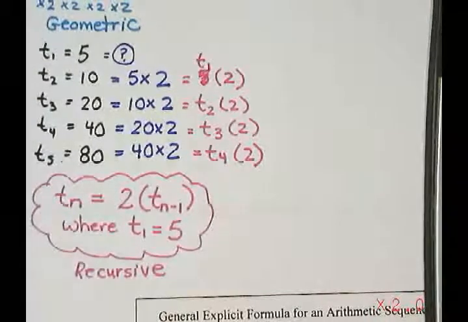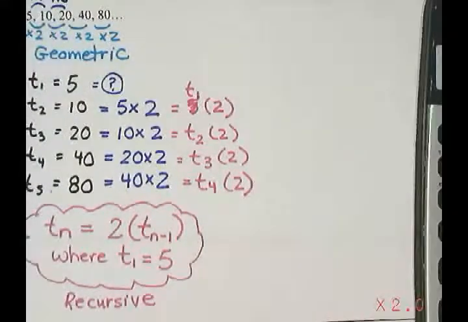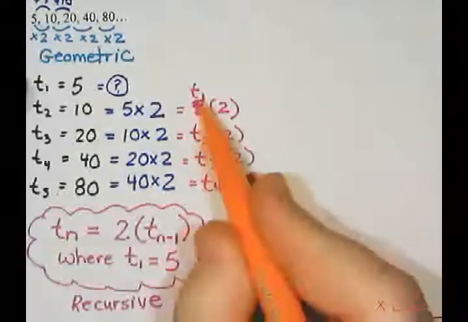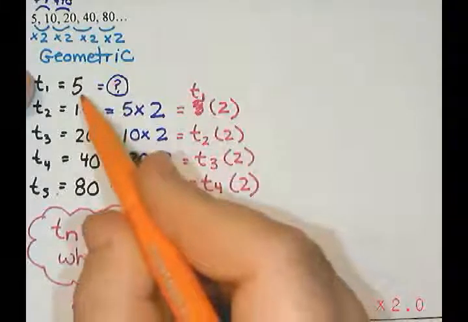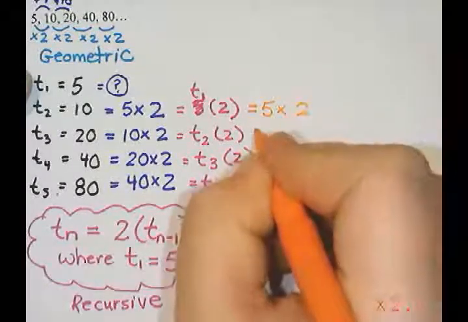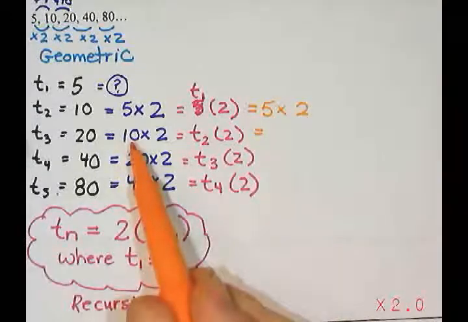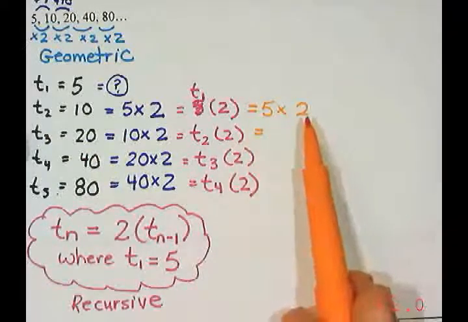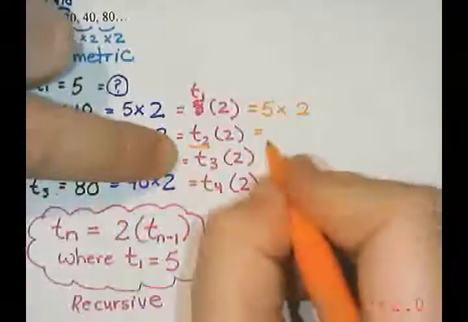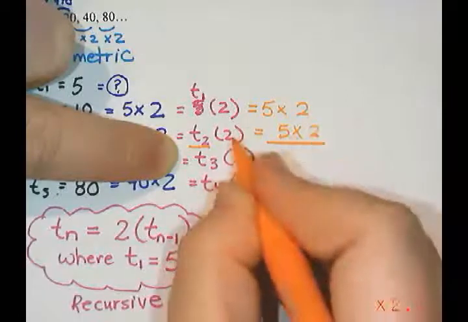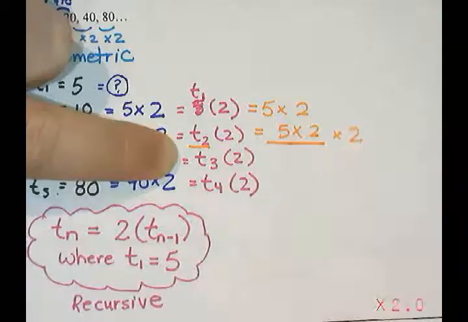Now, from here, I want to try to find the explicit formula. So I'm going to take what we've already started and just continue on and do some different things here to find my explicit formula. Now, term 1, I'm going to swap it back out and say term 1 was 5. So this is 5 times 2. Now here, term 2 is really what I just wrote down, 5 times 2. So instead of putting term 2 here, I'm going to do 5 times 2, and then this is times 2.